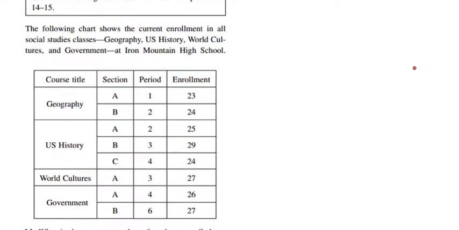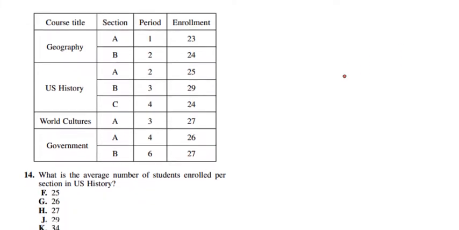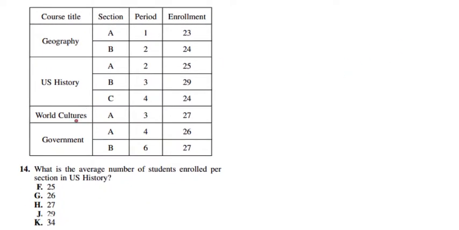All right, for number 14 and 15, the following chart shows the current enrollment in all social studies classes: geography, U.S. history, world cultures, and government at Iron Mountain High School. Here we have the chart or the table. What is the average number of students enrolled per section in U.S. history?